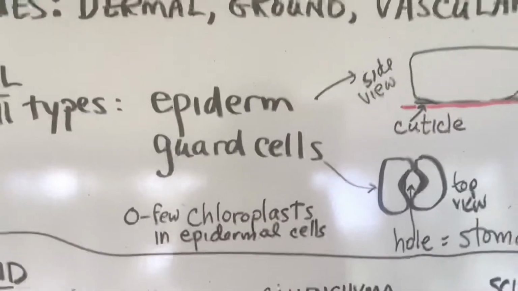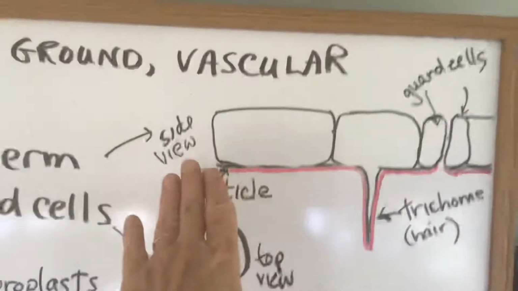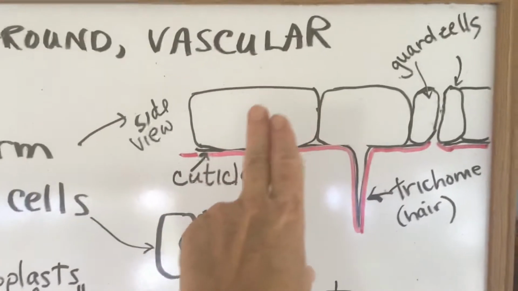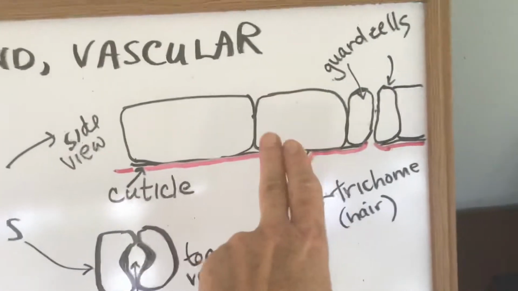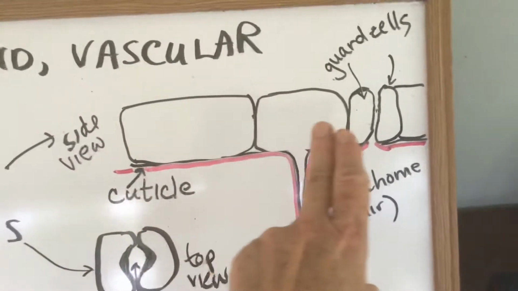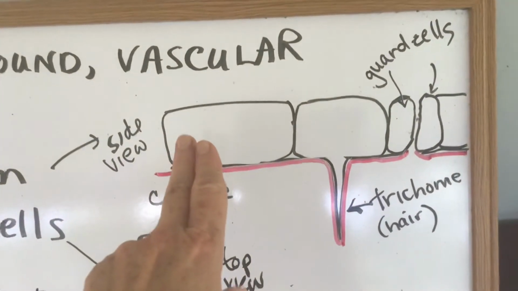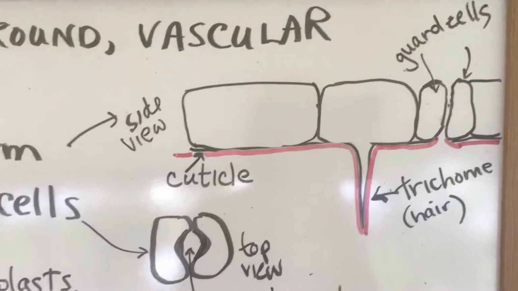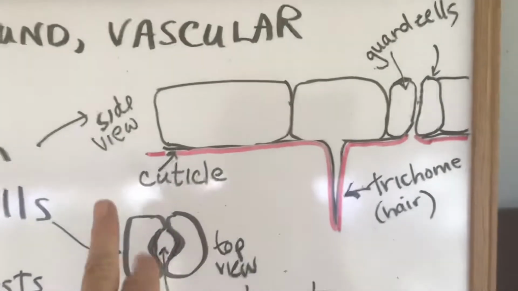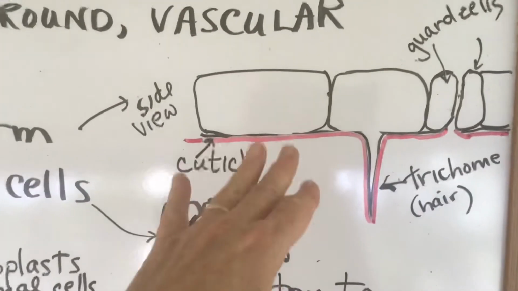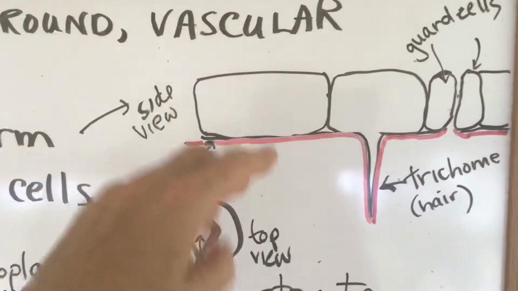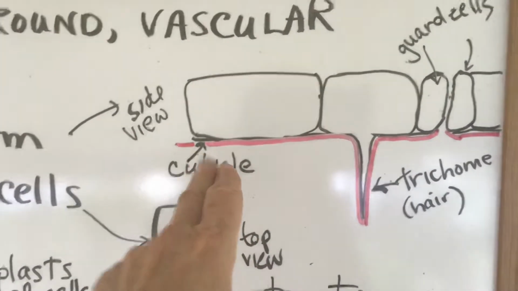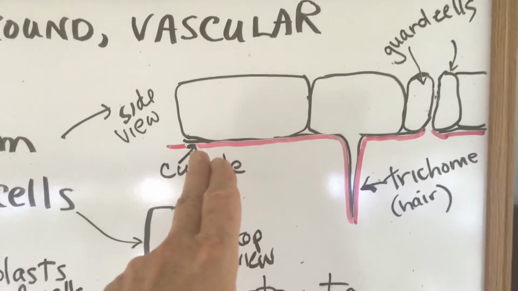But all epiderm cells are going to be, so this is like a side view, all in a line. They're making the outside surface of the plant, and because of that, they're the first contact with the outside world, and they therefore have to protect the inside part of the plant from things like water loss and or disease or that kind of thing.